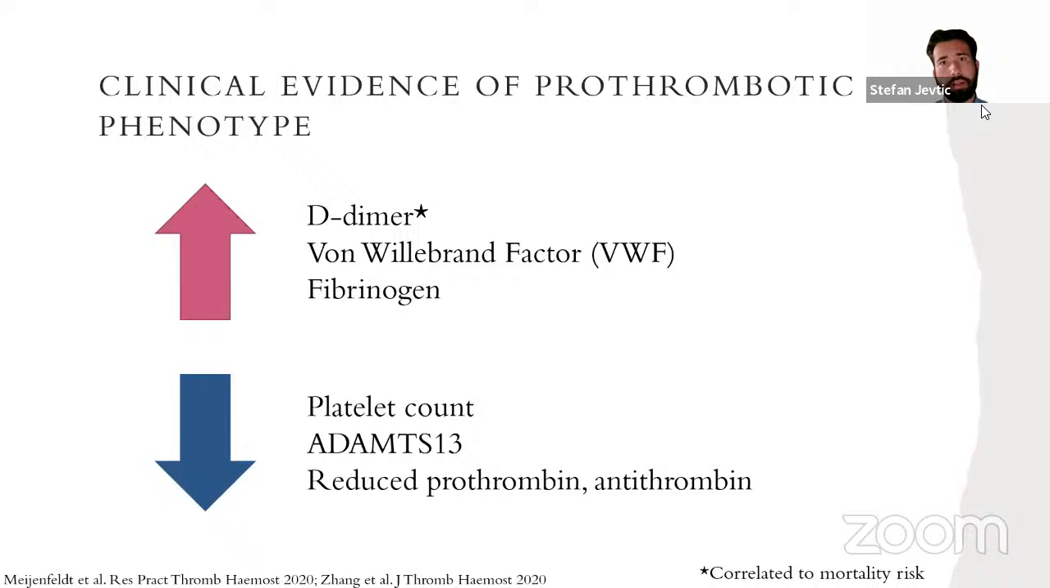We also saw that these patients had increased von Willebrand factor circulating, as well as increased fibrinogen, again suggesting a hyperinflammatory state. Many also presented with a mild thrombocytopenia, reduced ADAMTS13 levels, as well as reduced prothrombin and antithrombin. Altogether, these really pointed to a prothrombotic disorder related to the COVID-19 infection that goes above and beyond any regular viral infection.